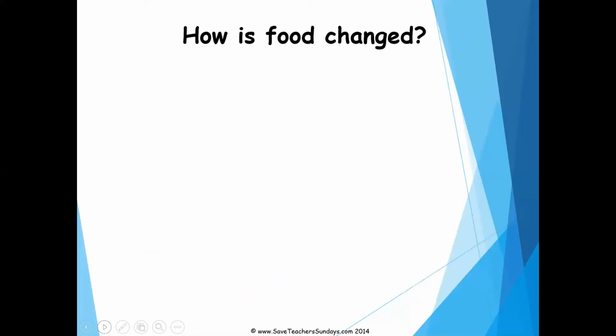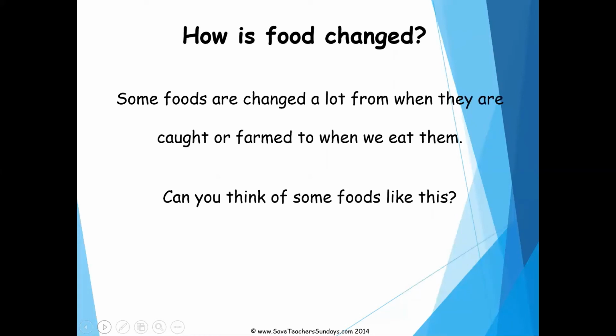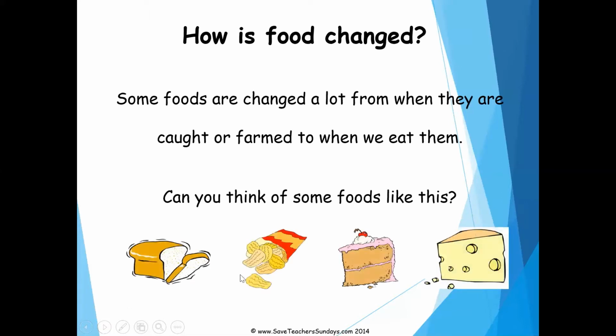Fantastic. Now, some foods are changed a lot from when they are caught or farmed to when we eat them. Can you think of some foods like this? Pause the video and discuss with someone in your household. Were you able to do that? Fantastic. You're absolutely right. Cake or bread is changed a lot. You cannot grow it or harvest it or catch it, can we? So here you go. You have bread or crisps or cake or cheese. They're all foods that have been changed.